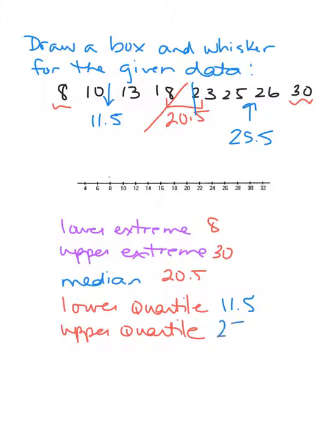So now I have all my values, and I can create my diagram. Let's first start with my median, which is 20.5. Obviously I'm going to estimate here, so there's my middle one. Then 11.5 is my lower quartile, so it's going to be right about here. And 25.5 is my upper quartile, so I'm right about there. Now I create my box, so I connect what I have. And now I need my extremes. 8 is my lower extreme, so that becomes my whisker. And 30 is my upper extreme, and that also is a whisker.